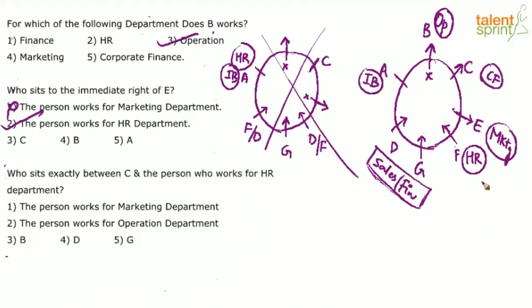Who sits exactly between C and the person who works for HR department? C is here, HR department is here. So who is exactly between C and HR department? E, who is in marketing department. So the person who works for marketing department.